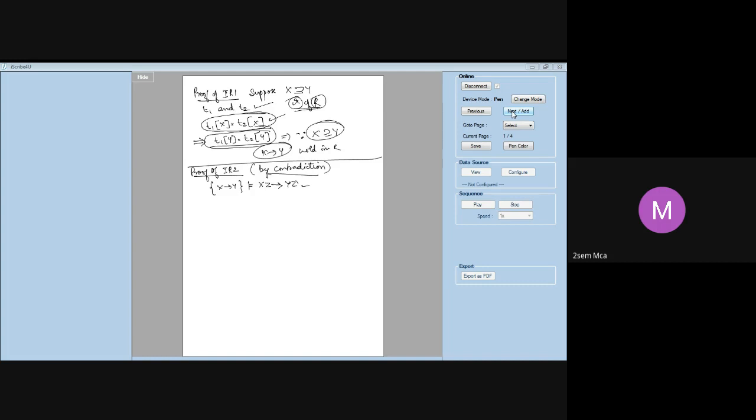Now, let us try to prove this by contradiction. Contradiction means what? Let me prove it. This is my proof. Contradiction means I assume that X determines Y holds. That means it is true. But for contradiction, I have to assume the opposite. So what do I take? But XZ determines YZ does not hold.